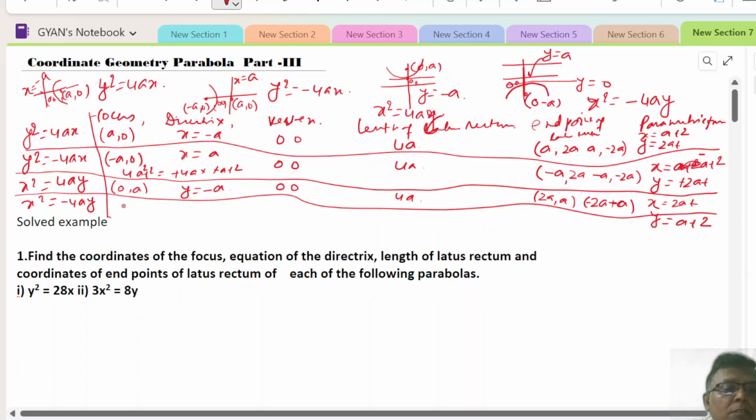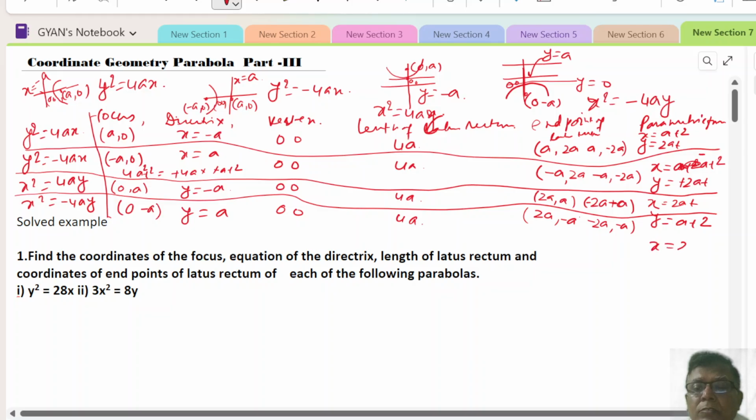Here the focus is (0, -a), directrix y = a, vertex (0, 0), length 4a. Then here (2a, -a) and (-2a, -a) are the end points, and the parameter will be x = 2at and y = -at².